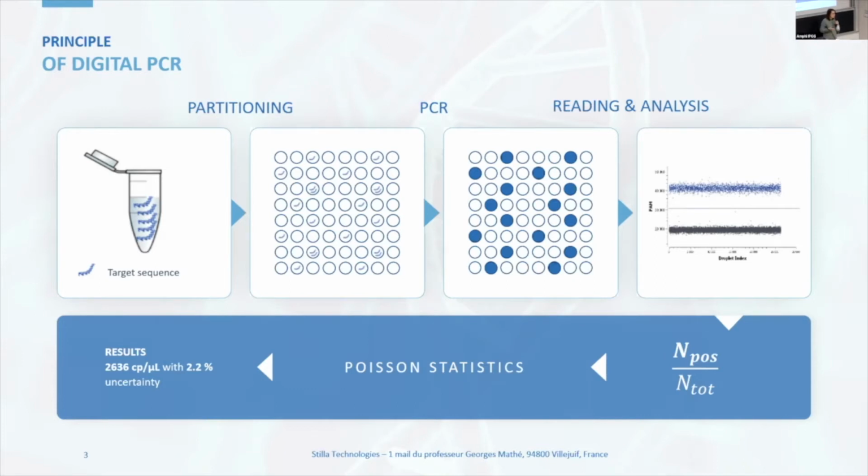And then, based on the number of positive compartments versus the total number of compartments, by applying some calculation with the Poisson statistics, we can estimate the initial concentration of the target in the sample.